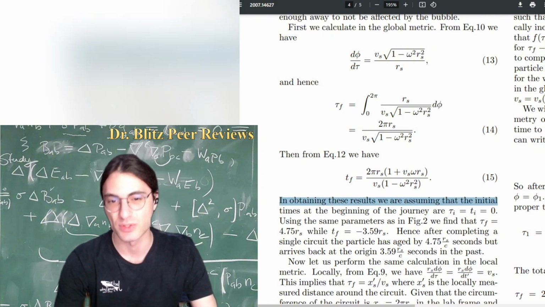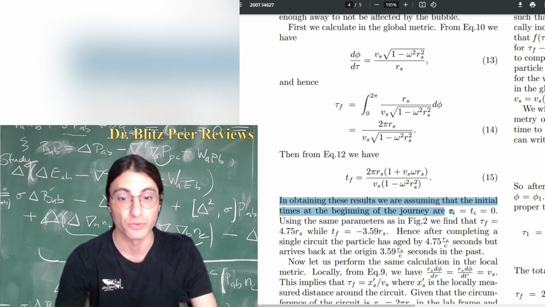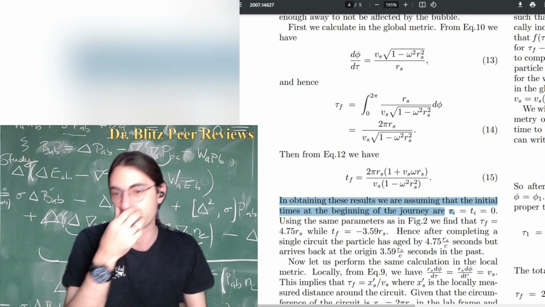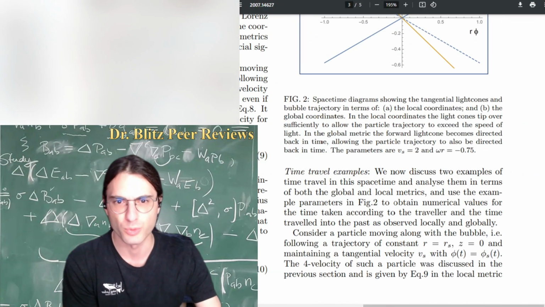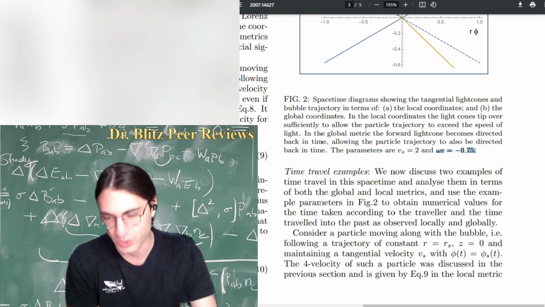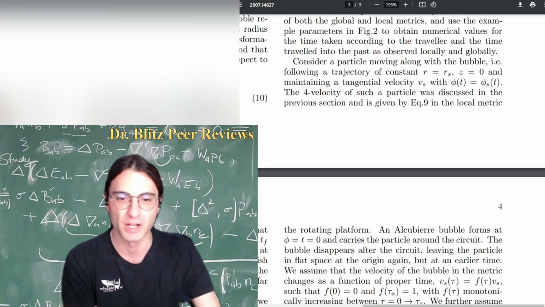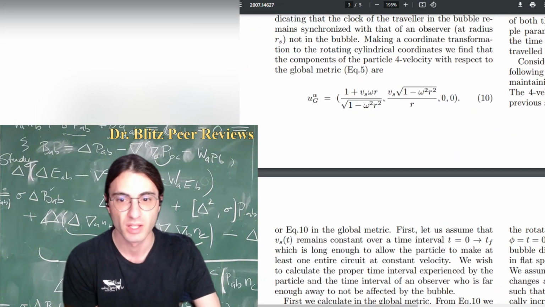In obtaining these results, we're assuming that the initial times at the beginning of the journey are tau_i equals t_i equals 0, so they're just starting the stopwatches at the same time. Using the same parameters as in figure 2, which was the Alcubierre drive is moving twice the speed of light, the rotational rate of the platform is moving at 3/4 the speed of light in the opposite direction.